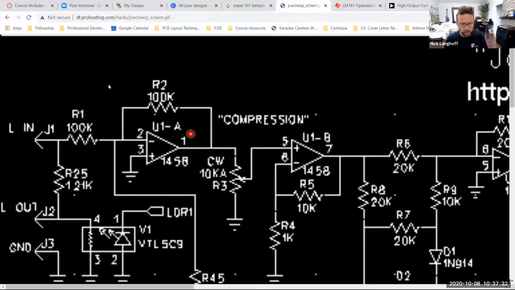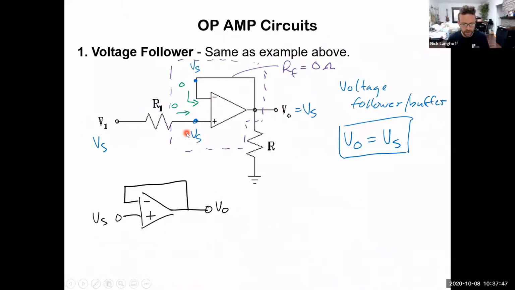What's the purpose of this block right here? All it does is isolate. The designer is using this as a buffer, essentially, with a gain of 1 to also invert the signal. You'll recall that the buffer we looked at last time does not invert the signal. V out is equal to whatever the signal voltage is.